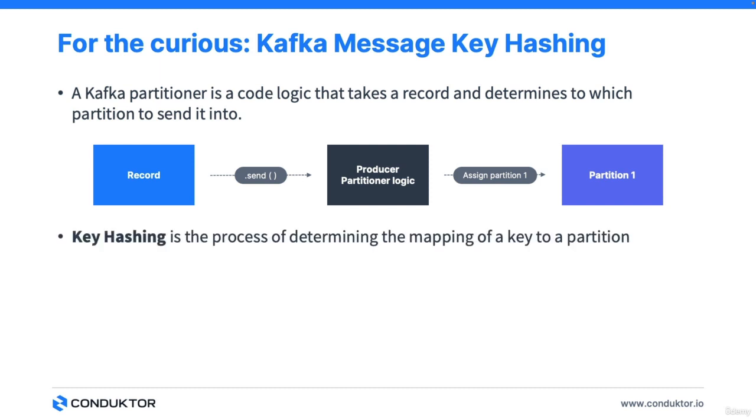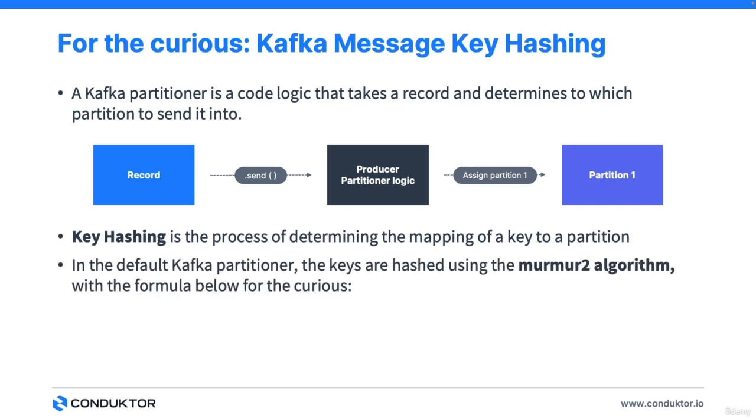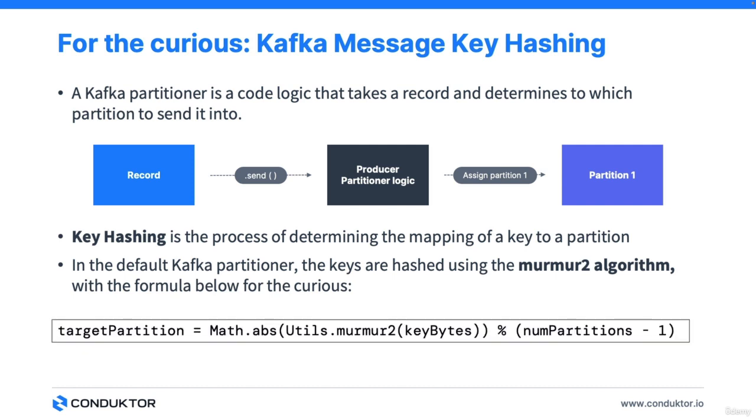And the process of key hashing is used to determine the mapping of a key to a partition. In the default Kafka partitioner, the keys are going to be hashed using the Murmur2 algorithm. And there is a formula right here that you don't need to know, of course, okay? But it means that it's going to look at the bytes of the key, apply the Murmur2 algorithm, and then figure out what is going to be the target partition. This is just to stress the fact that producers are the ones who choose where the message is going to end up, thanks to the key bytes, by hashing the key.